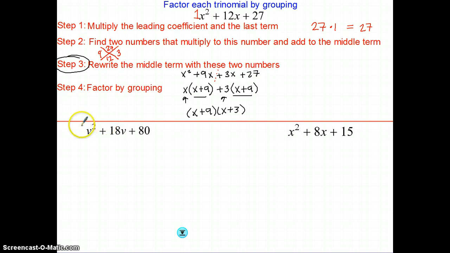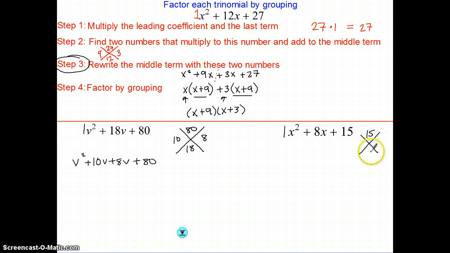For this second one down to the left, I multiply 80 and 1 to get 80. So I'm multiplying to 80 while adding to 18. My two numbers are 10 and 8. So I rewrite my 18 as 10v plus 8v plus 80. And from here, we factor by grouping. To the right, 15 times my coefficient of 1 is 15. So I multiply to 15 and add to 8. My two numbers are 5 and 3. So I rewrite my 8x as positive 5x plus 3x, and I factor by grouping.